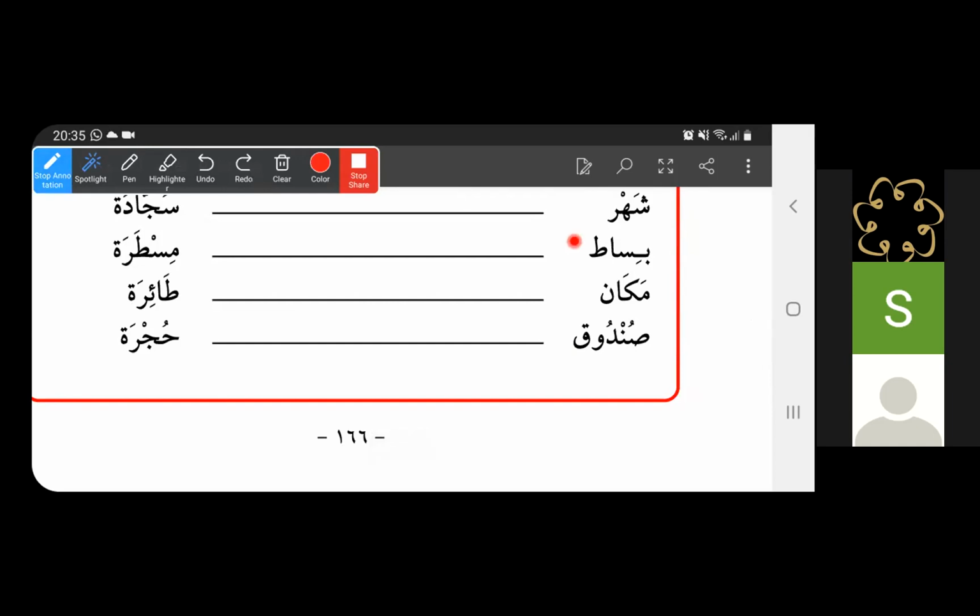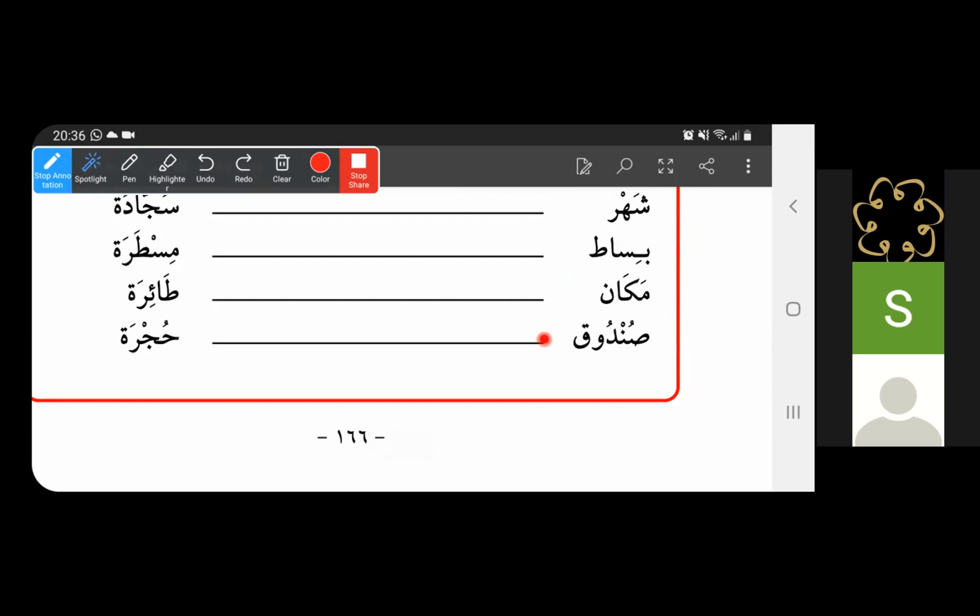تمام. بساط is a synonym for the سجادة. سجادة أو بساط, meaning carpet. Anything that you are spreading to sit on, it's بساط. نعم. مكان is room? Now, makan is a place in Arabic. Makan is place. If someone asked you, where is your place?